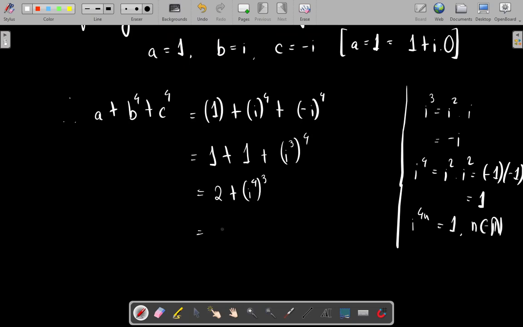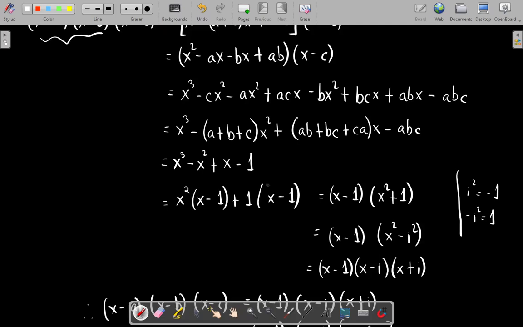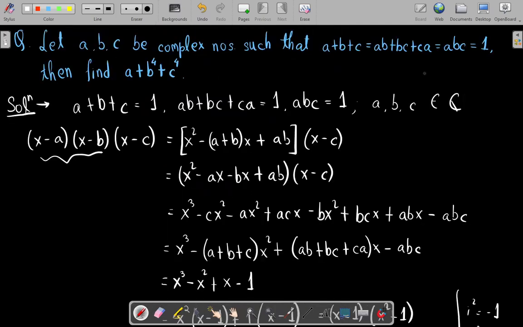So I have done this. So this becomes 1 cube. So this becomes plus 1 cube. So this is 2 plus 1 and becomes 3. So the final answer is 3 for this question.